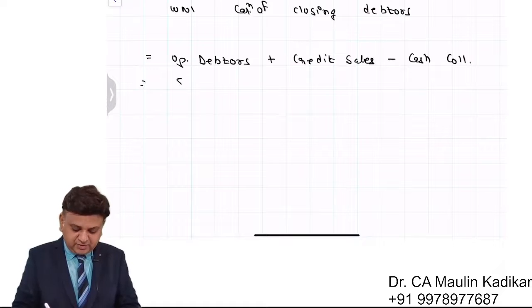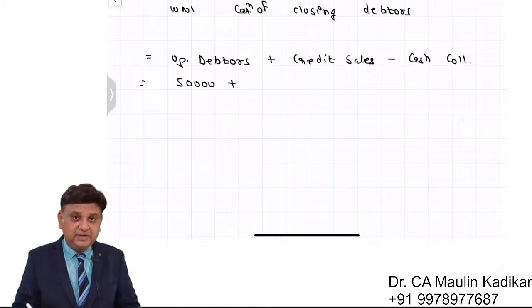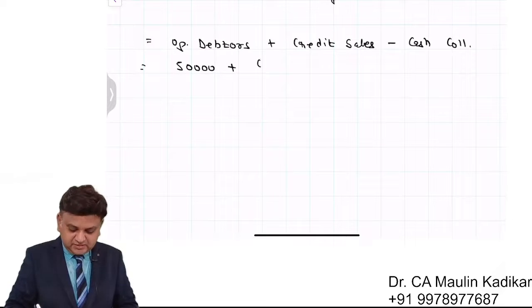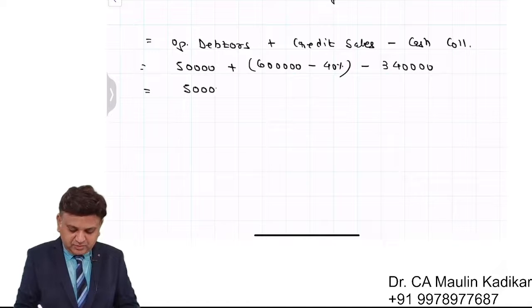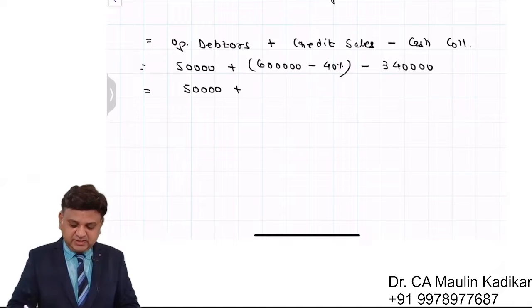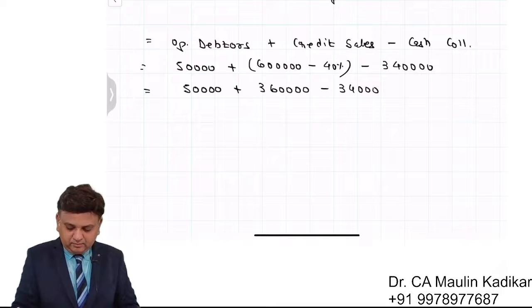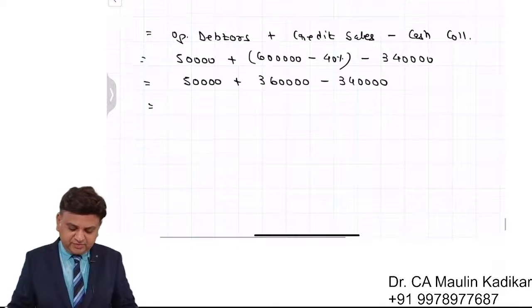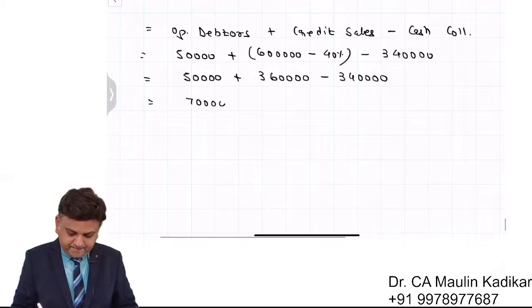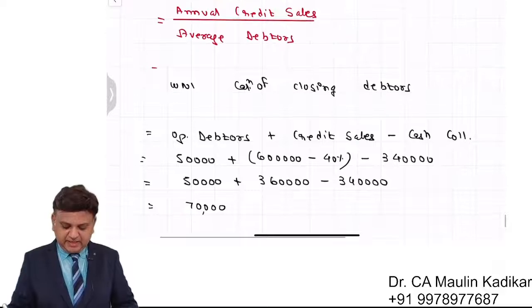The amount of the opening debtors is 50,000, plus the amount of the credit sales is 6 lakhs minus 40% because 40% is cash, minus cash collection of 3,40,000. So 50,000 plus 60% of 6 lakhs is 3,60,000, minus 340. So 50 plus 360, 410, minus 340, that comes to 70,000. That is the way the closing debtors can be calculated.